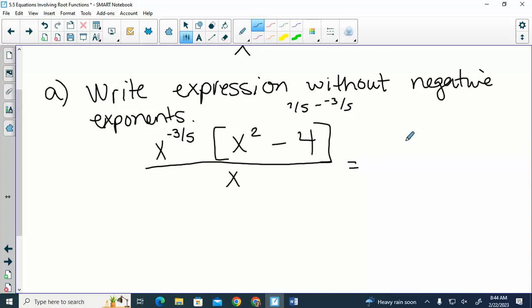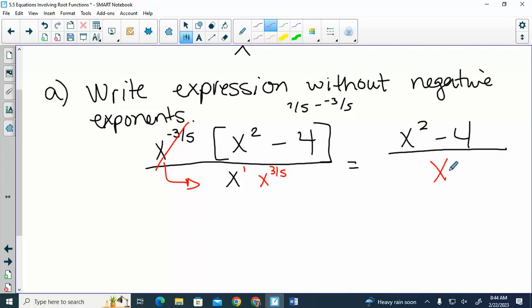And then, what do you do with negative exponents? Okay, so I have to take this down to the bottom. This is an x to the first. When you bring that down, it brings that x to the 3/5 down here. So what do you do with those exponents? Add 1 plus 3/5. Okay, that's my answer to part A.